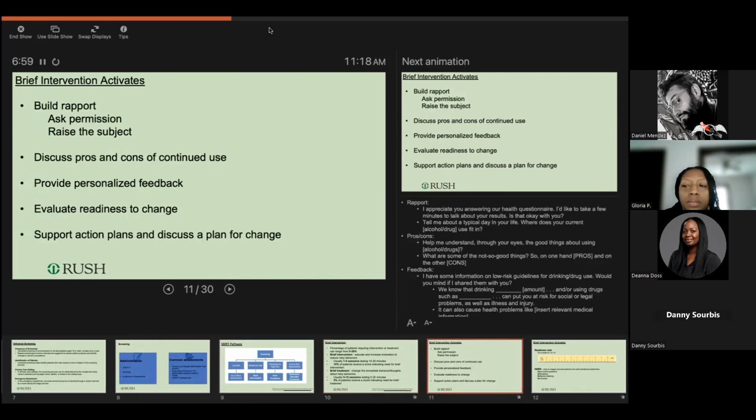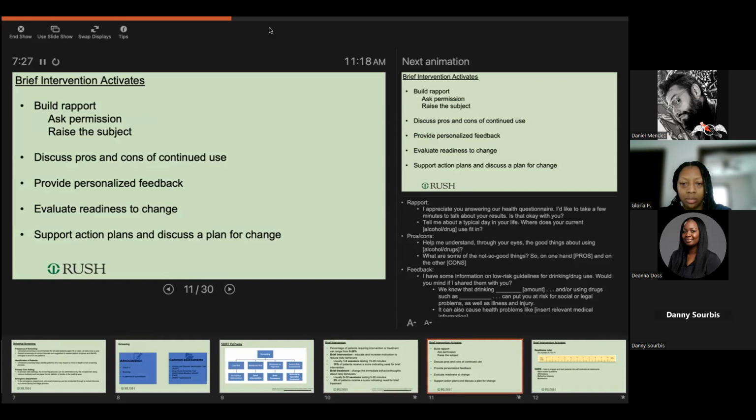Sorry. Brief intervention activates what we like to call motivational interviewing, or building your rapport. You want to build rapport by asking permission and raising the question. So, I appreciate you answering our health questionnaire. I'd like to take a few minutes to talk about your results. Is that okay with you? Then you want to say, tell me about a typical day in your life. Where does your current alcohol or drug use fit in?